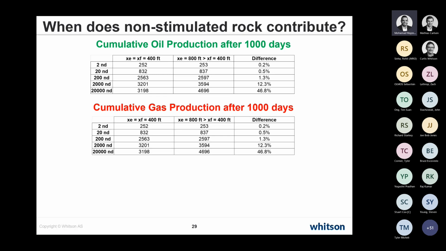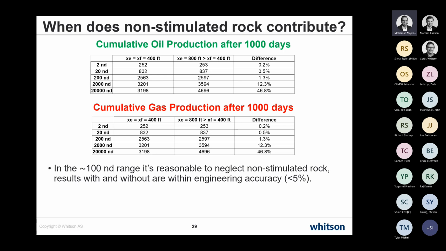But what's important for us is to see the range of permeabilities where it starts to become important. Our conclusions from looking at this, and you can change different things here and study it in different ways, which is why we have the sensitivities module in Whitson Plus, is that if you are under the 100 nanodarcy range, it would be reasonable to neglect the non-stimulated volume. For example, at 200 nanodarcy the difference is 1.3%.